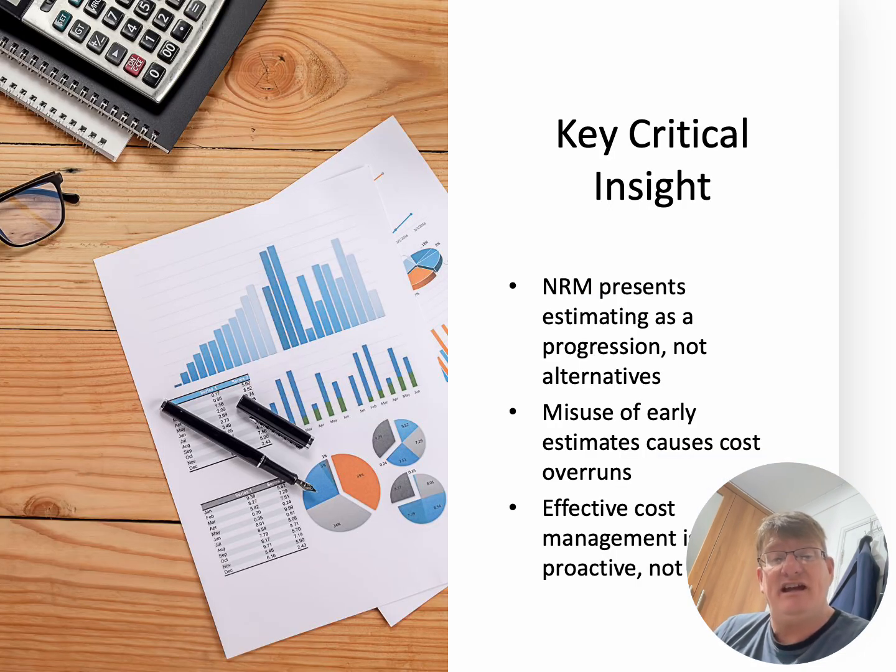Key critical insight. NRM presents estimating as a progression, and that's a key word there, not alternatives. And that's the trouble. If you type it into Google, or you do something else, can you tell me the different analytical methods? They'll lay it out like it's a comparison. It's not a comparison. It's a progression.